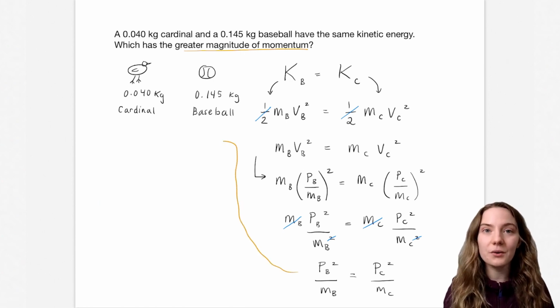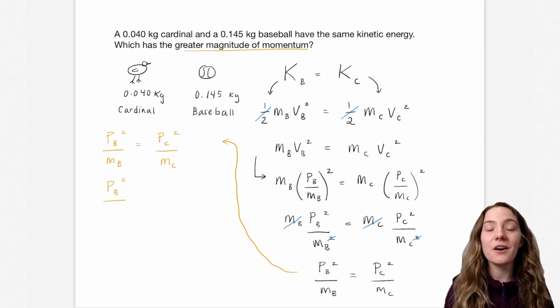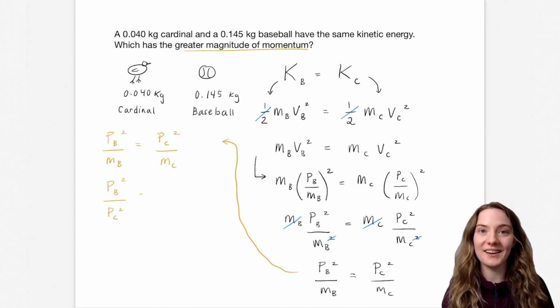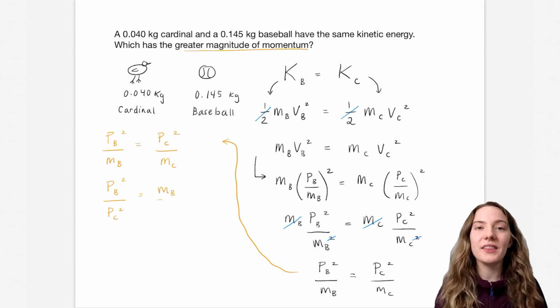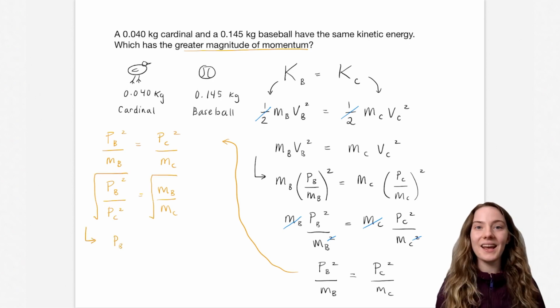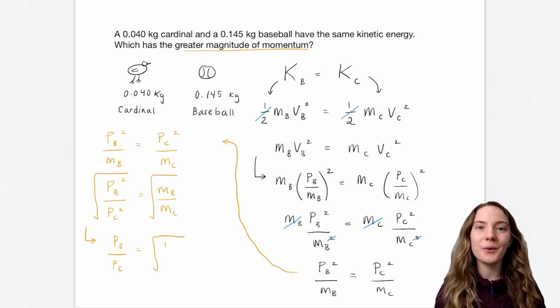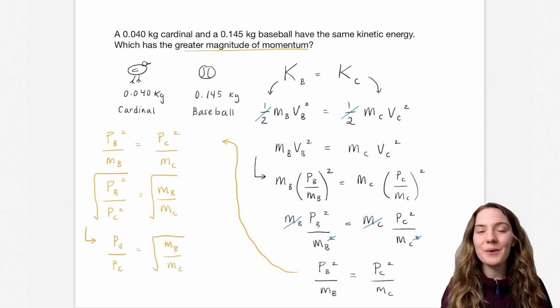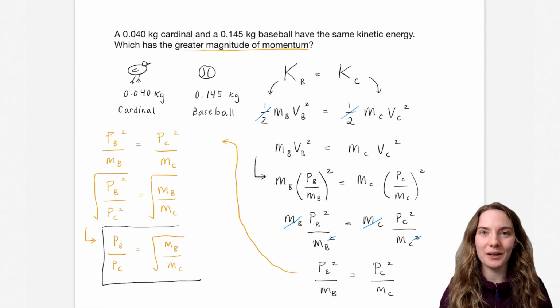Now, all I want to do is rearrange this equation. So we're going to get our momentum variables on the left side, and we're going to get our mass variables on the right side. And that leaves us with pb squared over pc squared is equal to mb over mc. Now, the last step is to get rid of the squares. How do we do that? Well, we take the square root of both sides. And when we do that, we're left with this equation. And with that, we have the equation we need to answer this question.